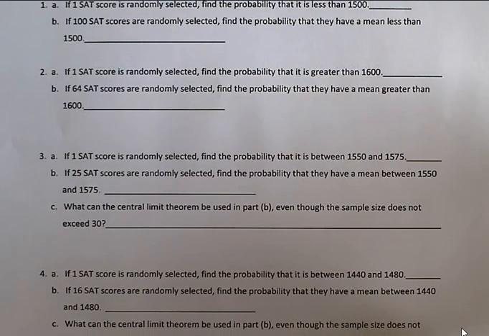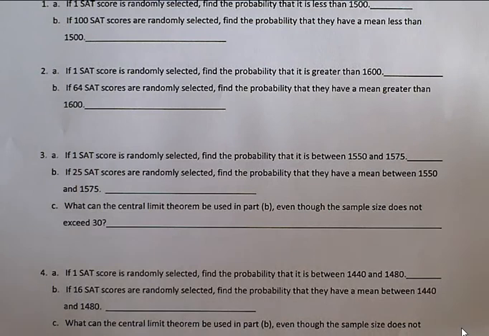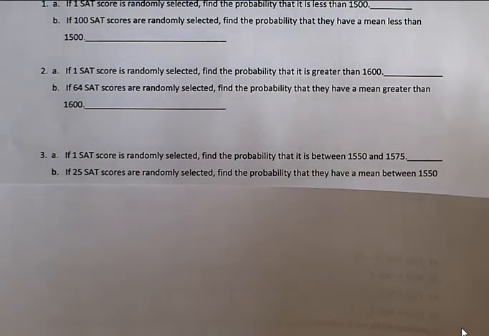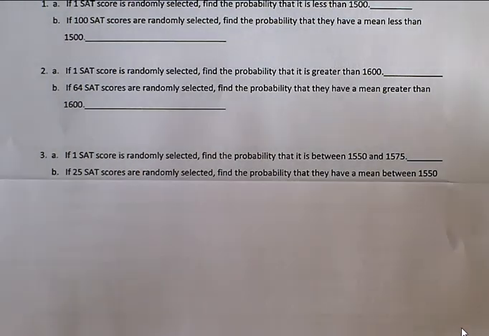Okay, 1 and 2 are similar, 3 and 4 are similar. All of them deal with SAT scores. They give you in the directions that the mean is 1,518, standard deviation is 325. So number 3 says, if one SAT score is randomly selected, find the probability.